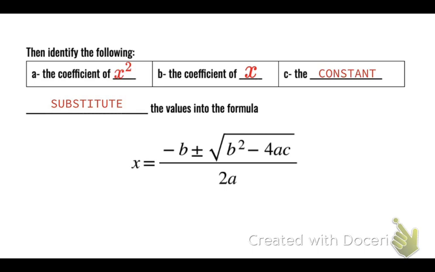And again, I've told you we need to work on memorizing the quadratic formula. So the opposite of b plus or minus the square root of b squared minus 4ac, which is our discriminant, all divided by 2a.